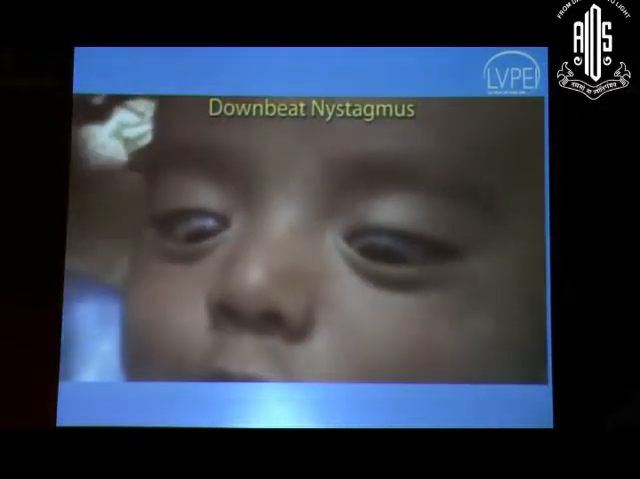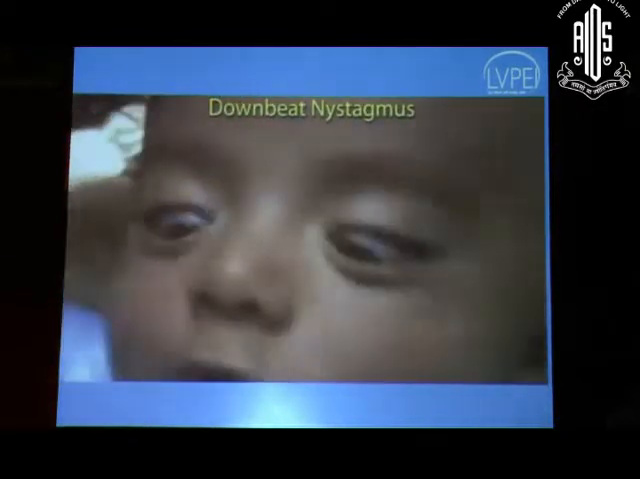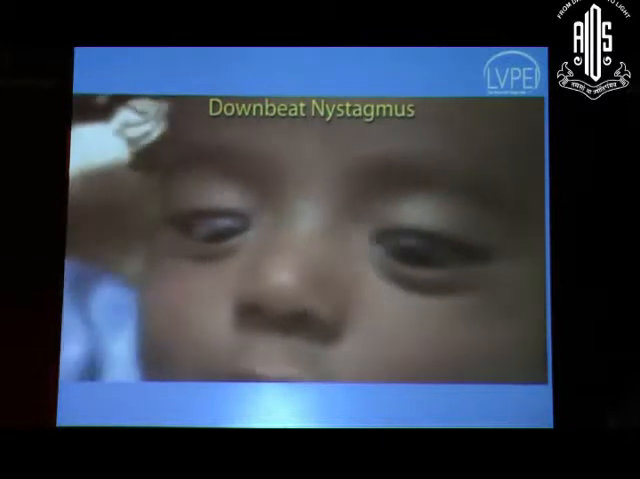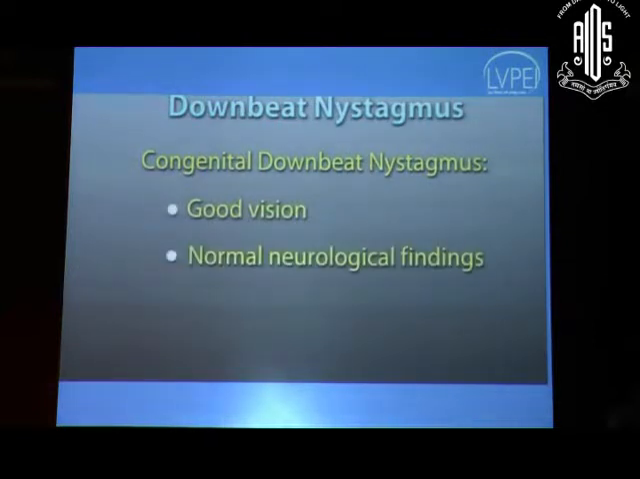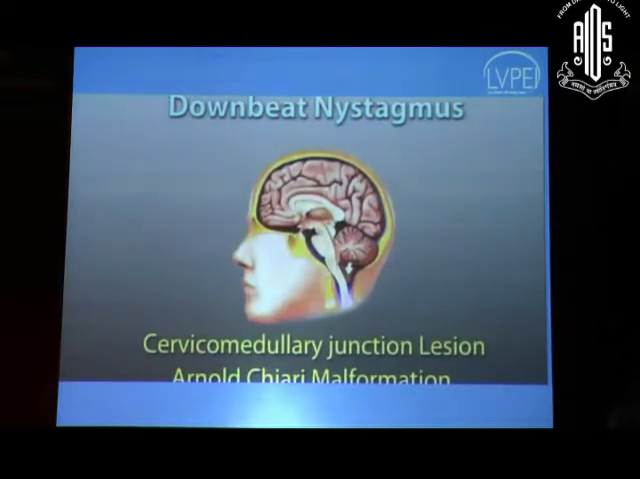Downbeat nystagmus is a jerk nystagmus with the fast component downward and the null point in updates. And in general, it is associated with good vision and normal neurological findings. More commonly, downbeat nystagmus is acquired, and the lesion is usually at the cervicomedullary junction.